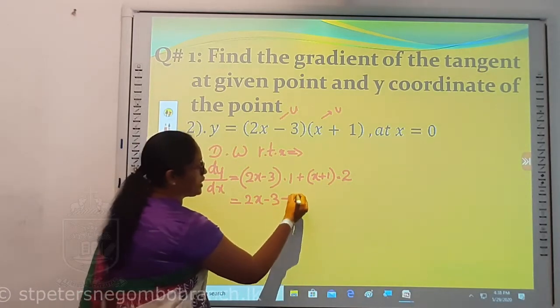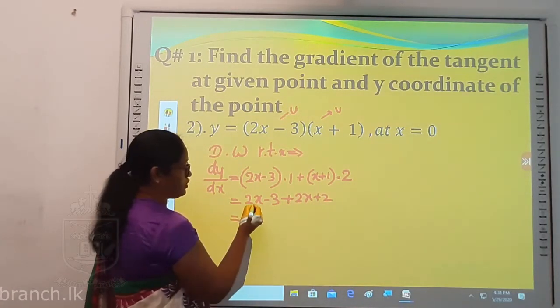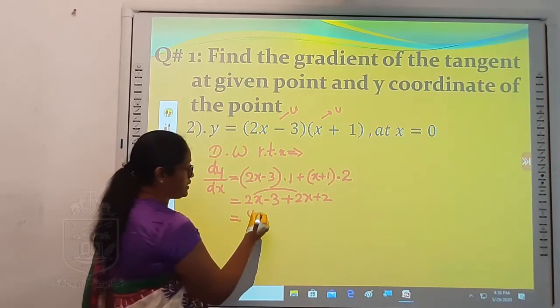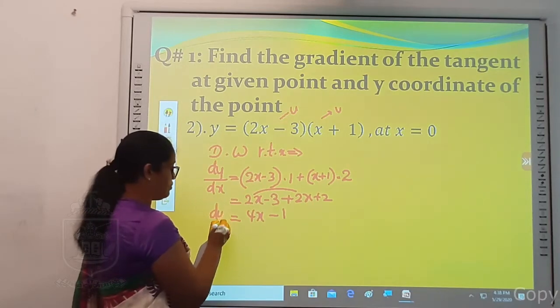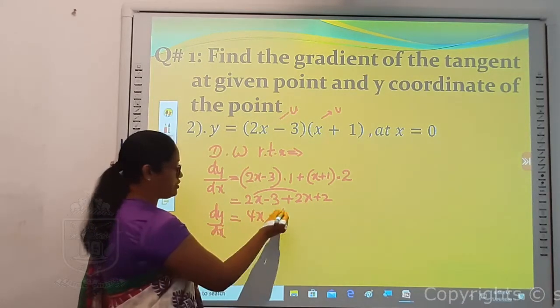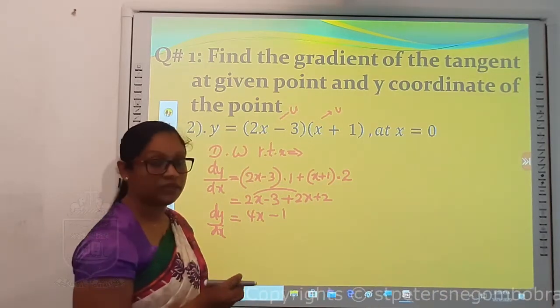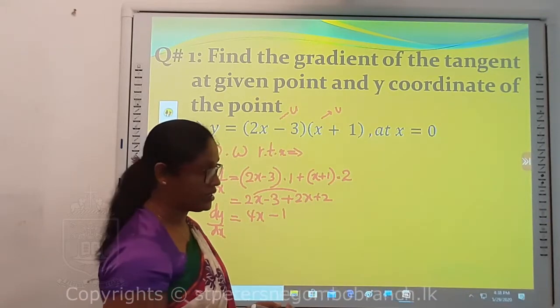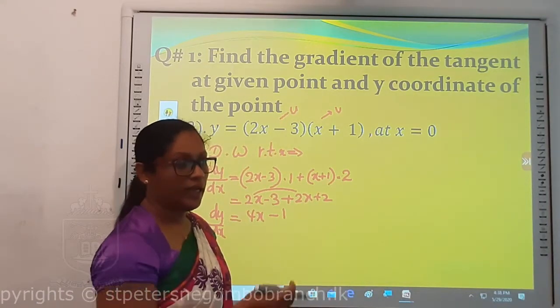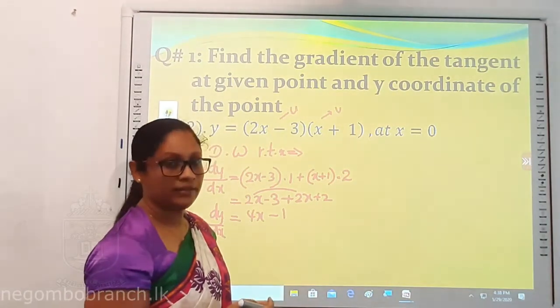Plus, I remove the bracket, and this is 2x plus 2. Okay, so if we simplify, this will be 4x minus 1, right? So this is dy over dx. This is called the derivative function, and what we have found here is the gradients of the tangents drawn to the curve at all the points in the domain, right?